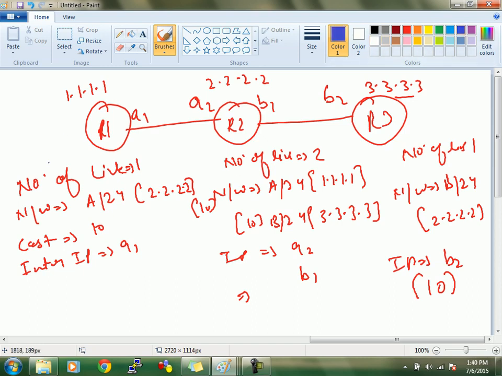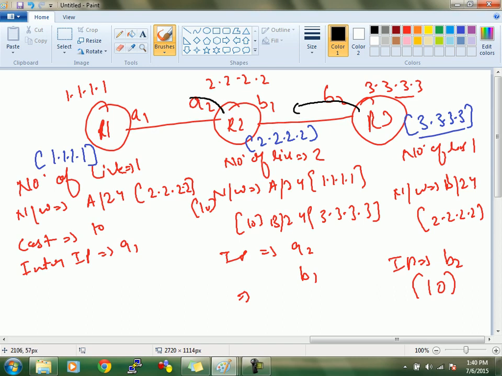R1 will represent its database with its own router ID 1.1.1.1. R2 will represent its database with its own router ID 2.2.2.2 and R3 will represent its database with its own router ID 3.3.3.3. As the database is exchanged, R3 will give it to R2, R2 will give it to R1. R1 will be having how many databases? R2 will be having, R3 will be having 3.